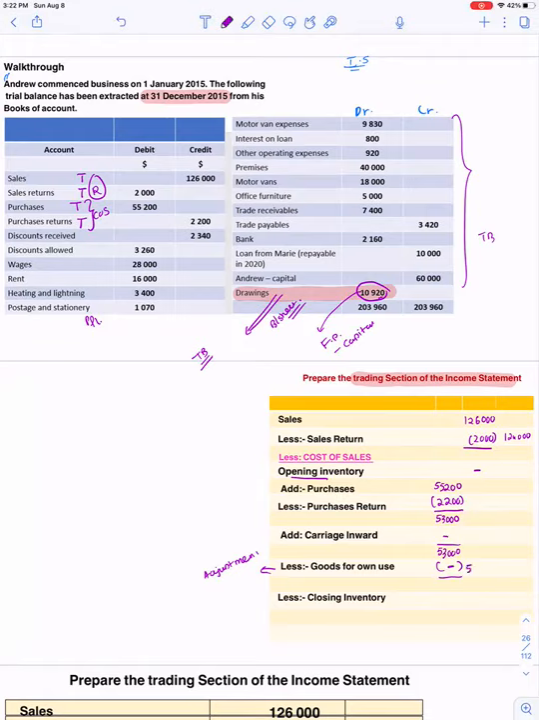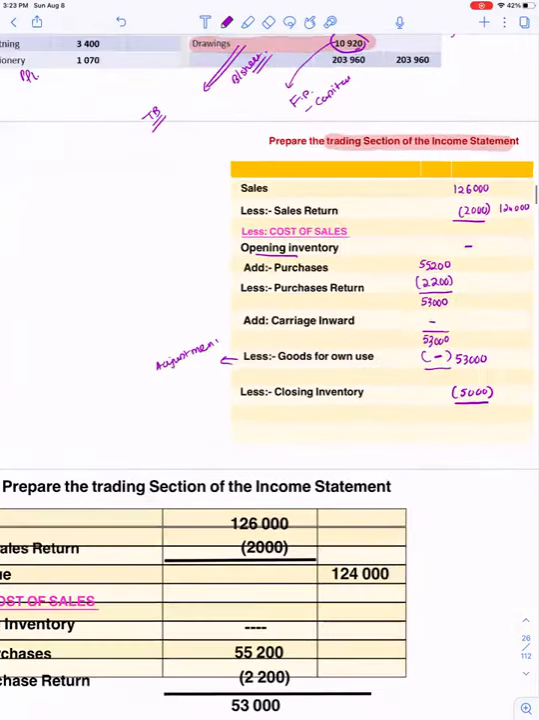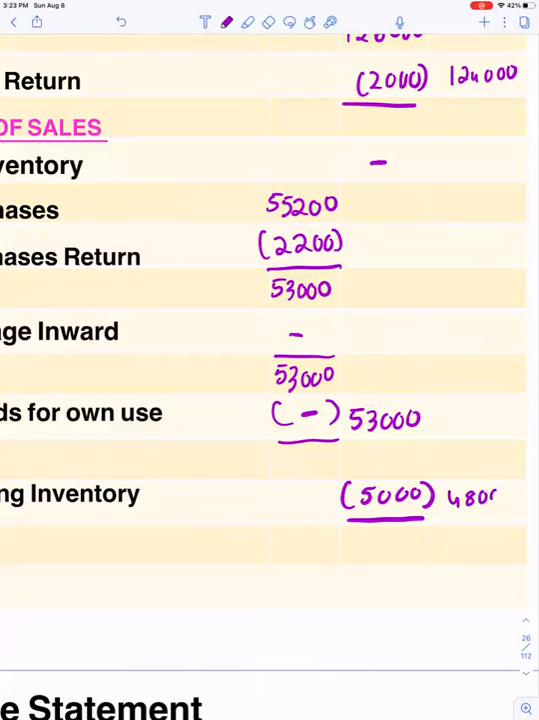So your purchases is 53,000. You would subtract your closing inventory to get your cost of sales. Since there is no information given about closing inventory, I would add an information wherein we would say that the closing inventory is 5,000. So I will subtract the closing inventory, 53,000 minus 5,000, and get my cost of sales.